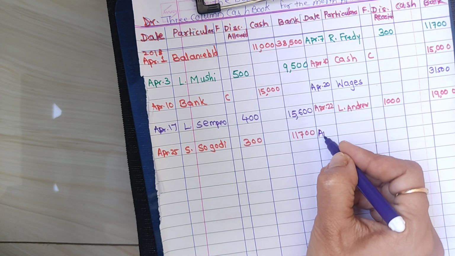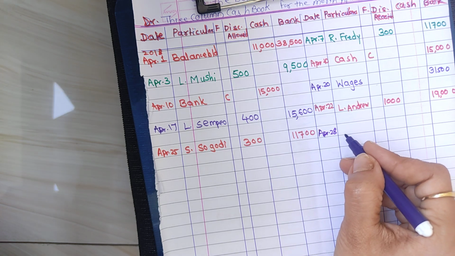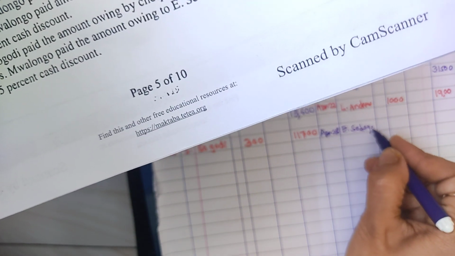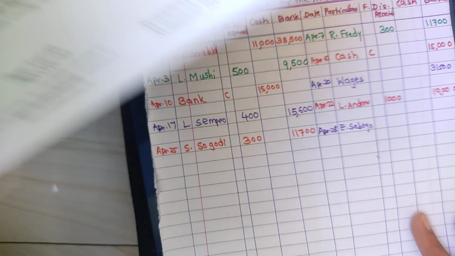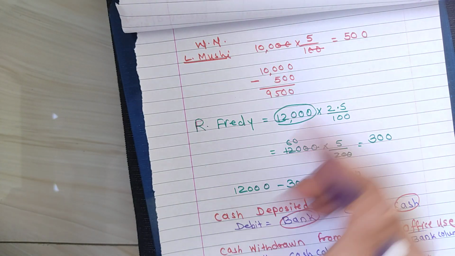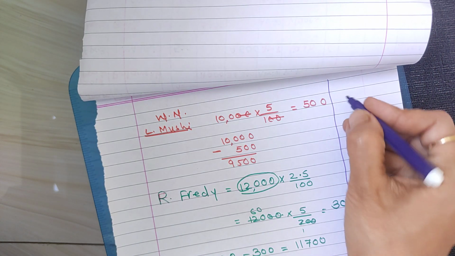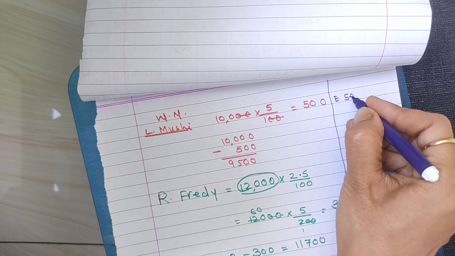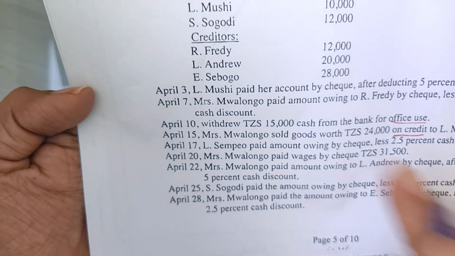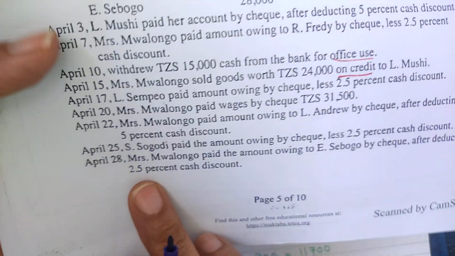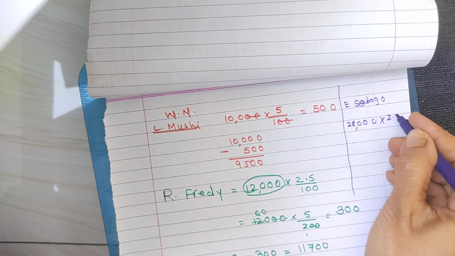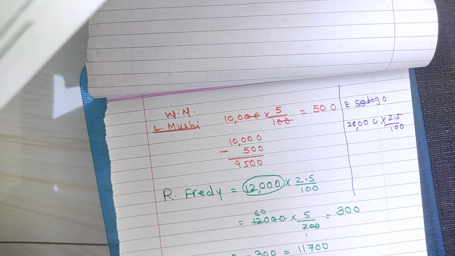So April, 28, E. Sebago, how much is the amount? 28,000. So I am doing it here. E. Sebago, 28,000. How much is the discount? 2.5%, into 2.5 upon 100.